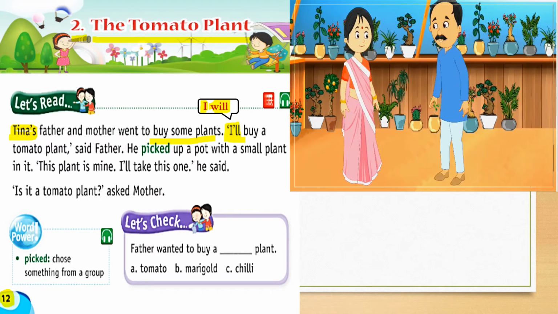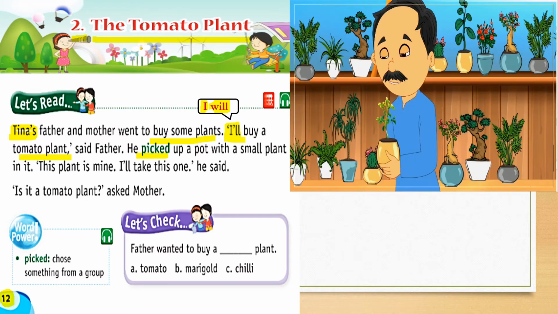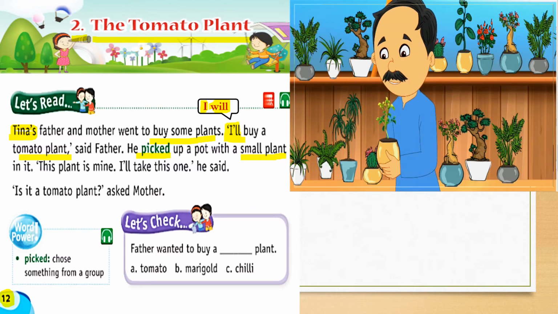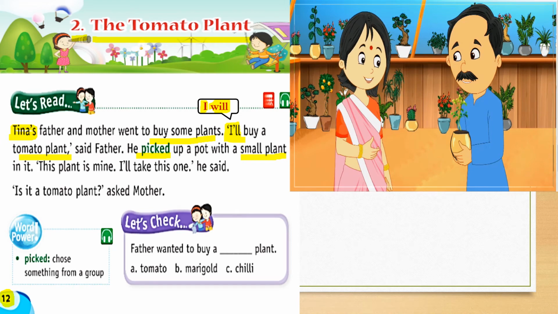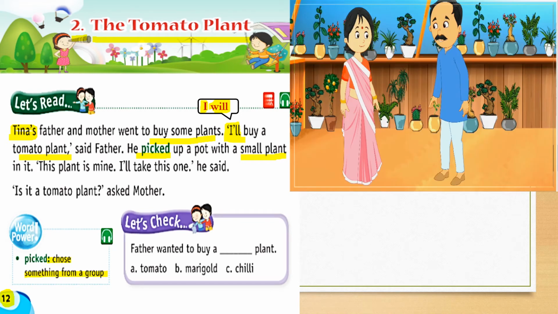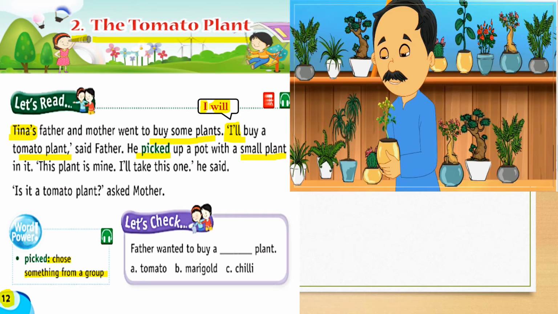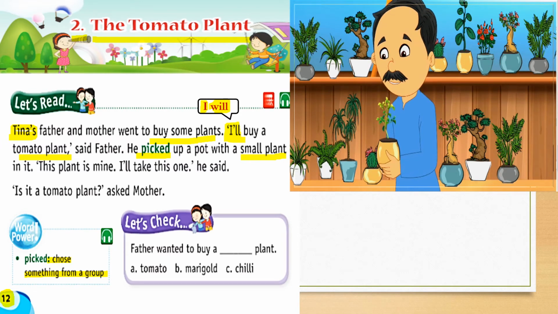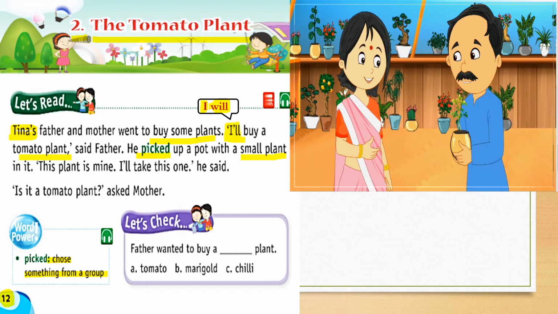He picked up a pot with a small plant in it. There were so many plants in a nursery, so he chose. Picked means choose something from a group. There are so many plants over there, so he chose one of the pots with a small plant. He went to the plant seller and he selected the pot with the small plant in it. He thought that the small plant was a tomato and he said that he would be taking it home.